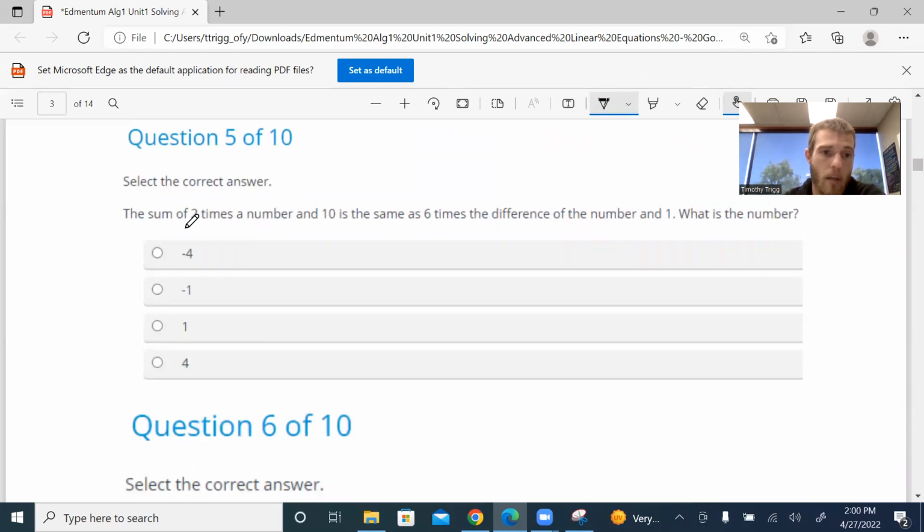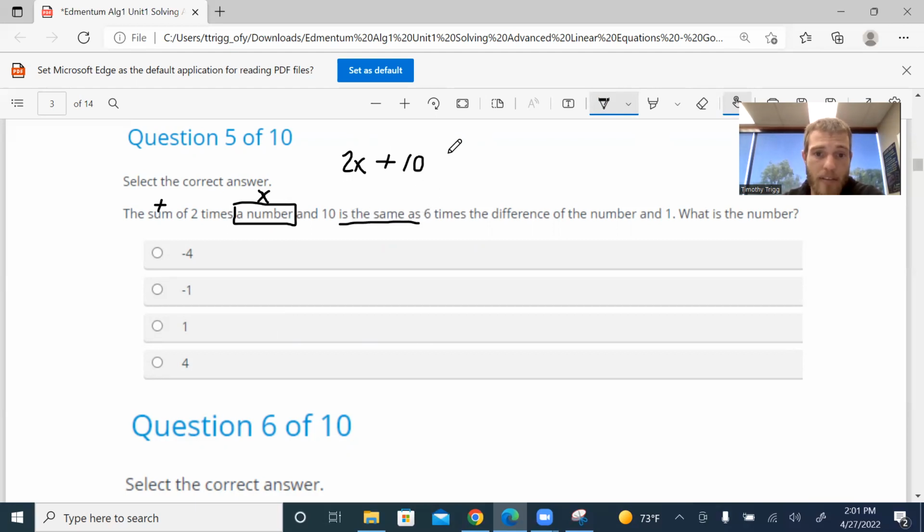Question 5. The sum, that means we're adding together some things. The sum of 2 times a number. Notice it says 2 times a number, right? When it doesn't tell you the number, that means that's where your variable goes. So we're going to call this x, where it says a number or the number or something like that. That's usually your variable. Notice we have the sum, so we're going to add some things together: 2 times a number, so 2x, and 10.